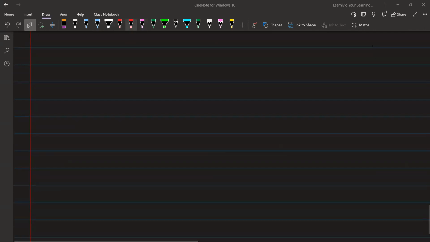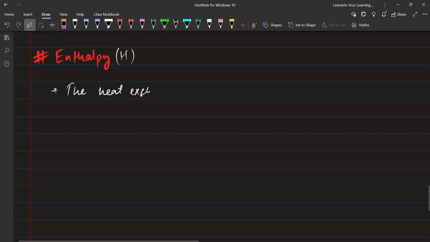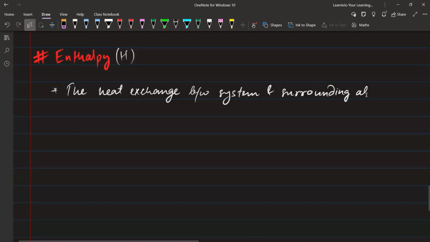Right, next, enthalpy. The heat exchange between system and surrounding at constant pressure is called enthalpy change.